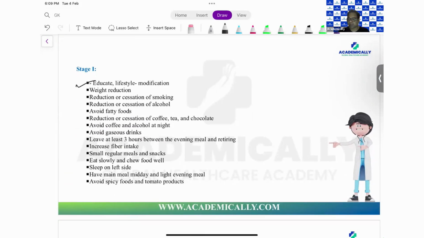So what you will say, you will ask the person, everyone gives standard advice: reduce weight, stop smoking, stop alcohol, avoid fatty foods, avoid coffee, tea, chocolates. Avoid alcohol at night, avoid gaseous drinks, that is the colas and sodas kind of stuff. Keep at least 3 hours between evening meal and retiring.